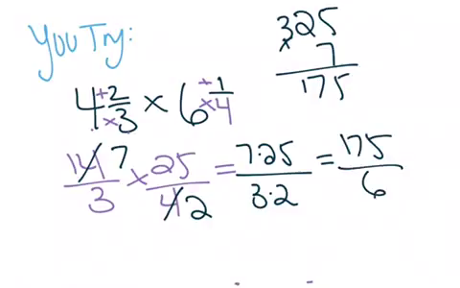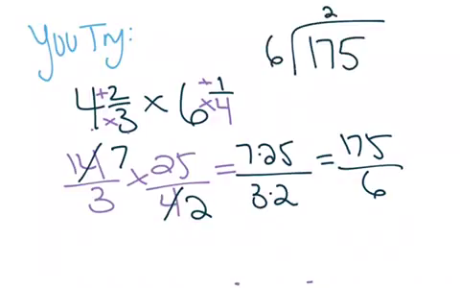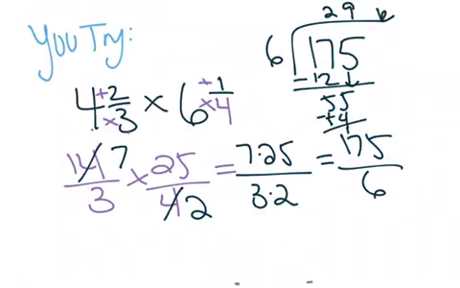All right, so let's divide that up here. Okay, that goes in twice. Subtract 12. 6 goes in 55 9 times. Minus 54, that's 1. Remainder 1. So 6 goes into 175 29 whole times. The remainder of 1 over 6.